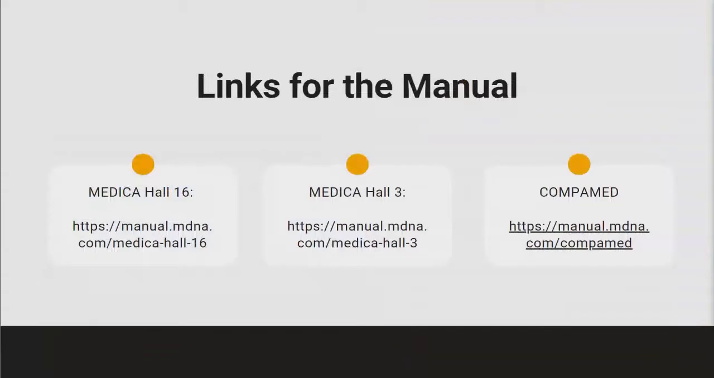At MEDICA and COMPAMED, we have 3 pavilions, and depending on where your pavilion booth is located, you will have a separate link for that manual. So Hall 16 exhibitors will use the Hall 16 manual link, Hall 3 will use the Hall 3, and COMPAMED exhibitors will use the COMPAMED manual link. And again, these links were emailed to you with your admission documents.